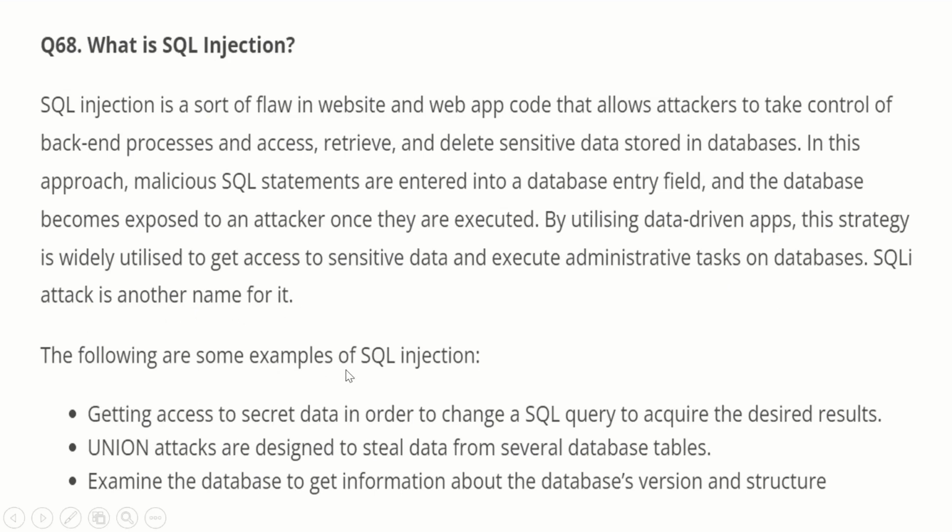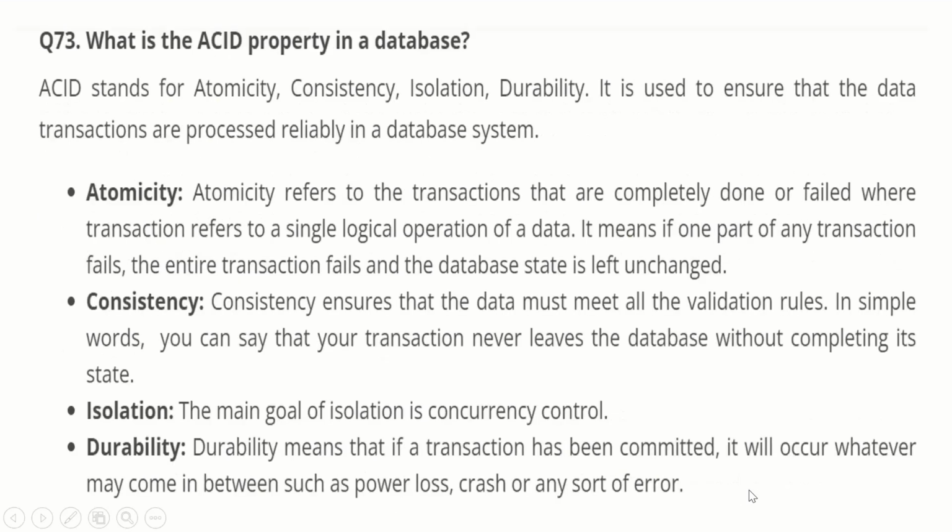The following are some examples of SQL injection. Getting access to secret data by changing a SQL query to acquire the desired results. Union attacks, which are designed to steal data from several database tables. Examining the database to get information about the database's version and structure. So the next question is, what is the ACID property in a database? ACID stands for atomicity, consistency, isolation, durability. It is used to ensure that data transactions are processed reliably in database systems. Atomicity refers to transactions that are either completely done or failed, where a transaction refers to a single logical operation of data.